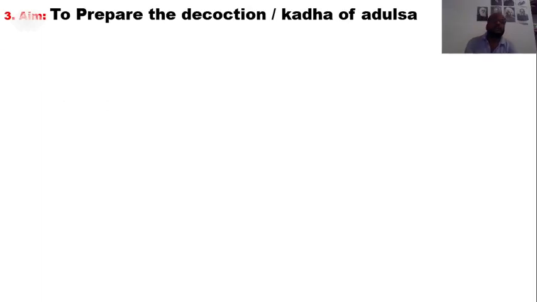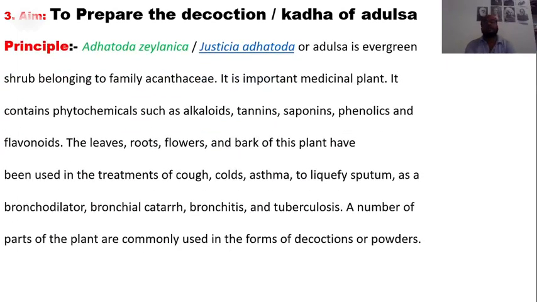The next practical is the preparation of the decoction or kada of the adulsa. So this is again a practical related to Ayurveda. The adulsa is nothing but Adhatoda vasica or Justicia adhatoda. It is an evergreen shrub belonging to family Acanthaceae. It is an important medicinal plant.